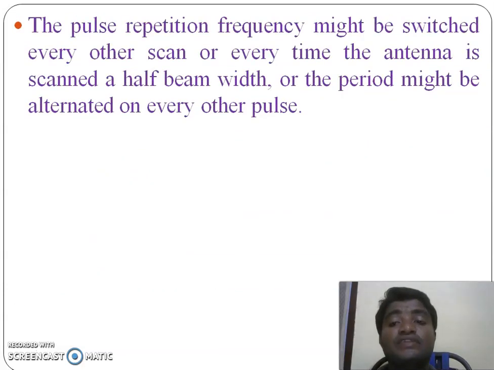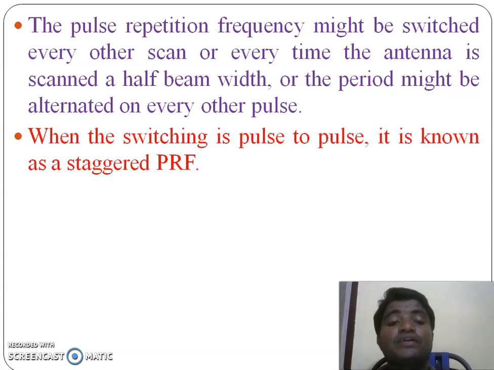The pulse repetition frequency might be switched on each scan, or every time the antenna scans a half beam width, or the period might be alternated on every other pulse. When the switching is from pulse to pulse, it is known as a staggered pulse repetition frequency. When the pulse repetition frequency is changing from one pulse to another pulse, that type of switching is called staggered PRFs.